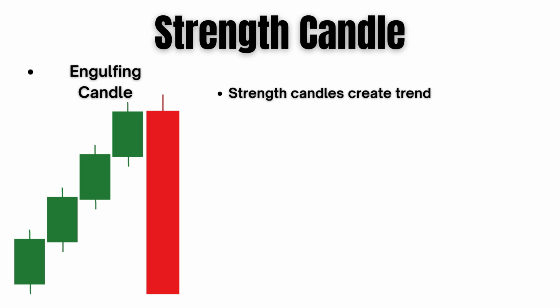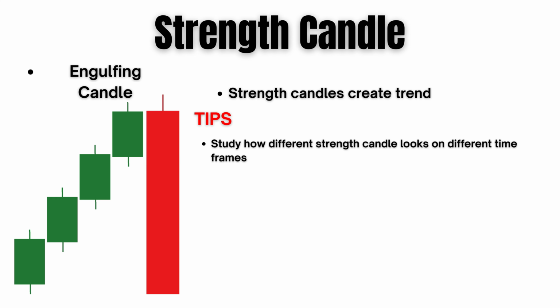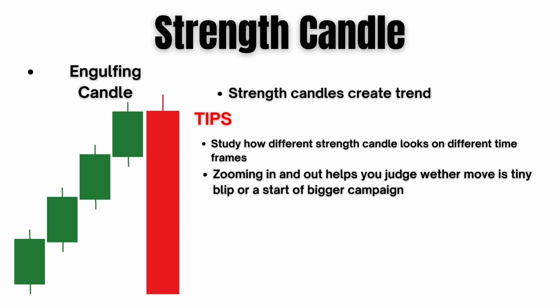Strength candles are so important because trends are literally built out of them. A strong uptrend is nothing more than a staircase of bullish strength candles, occasionally interrupted by shallow pullbacks. A strong downtrend is the mirror image. To master this, study how strength candles look on different time frames. On the 5-minute chart, they might be a fast surge caused by intraday order flow. On the daily chart, they can represent an entire institutional buying spree. Zooming in and out helps you judge whether a move is a tiny blip or the start of a bigger campaign.